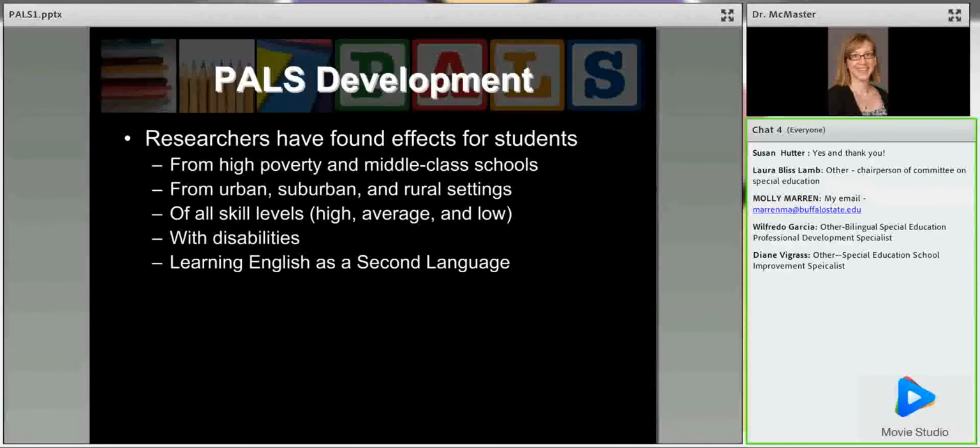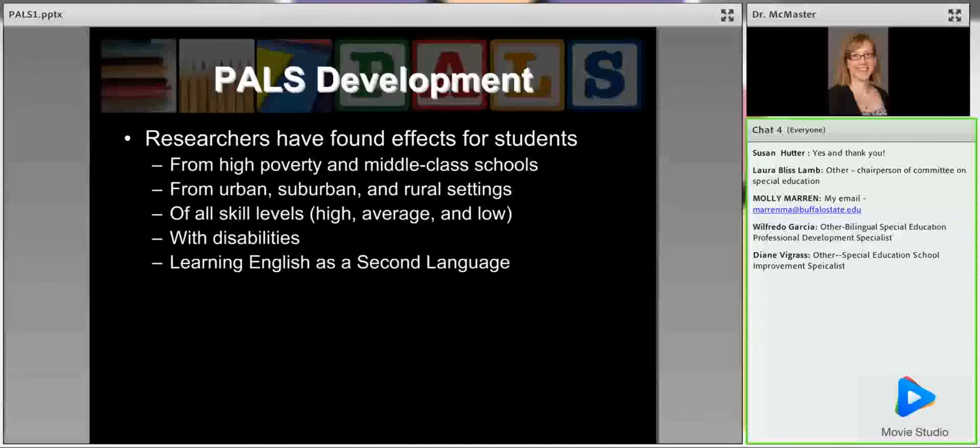And generally, what's been found across this research are positive effects favoring PALS for students from a wide variety of different settings, from more high poverty schools to middle class schools, for kids in urban, suburban, and rural settings, kids of a variety of skill levels, so high, average, and low achieving students.